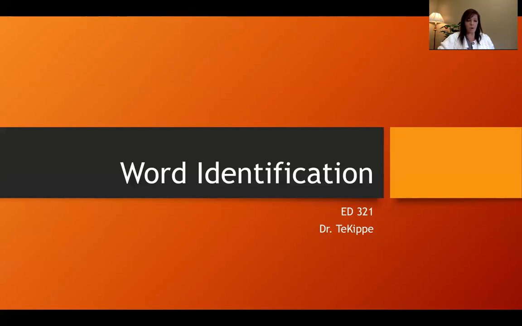So in order to read or construct meaning from the printed language and to write printed language to convey a message, students must be able to recognize and print the language that they use orally. This ability, or as I said before, reading skill, is referred to as word identification. Some like to use the term decoding for word identification.